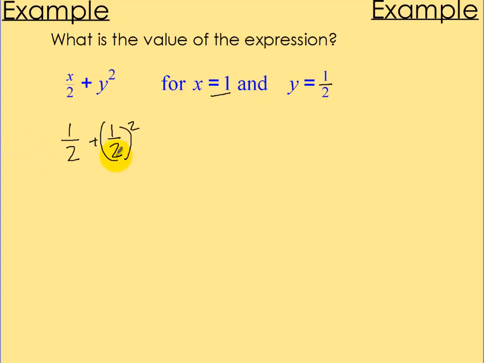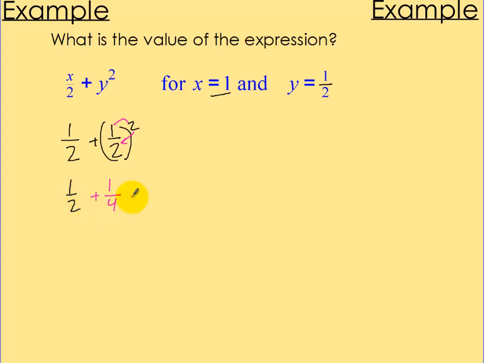Okay, so 1/2 is good. 1/2 squared. What happens when we square that? Well, the power of 2 is distributed to the numerator and denominator, so it becomes 1 squared over 2 squared, which is going to be 1 squared, which is 1, over 2 squared, which is 4.